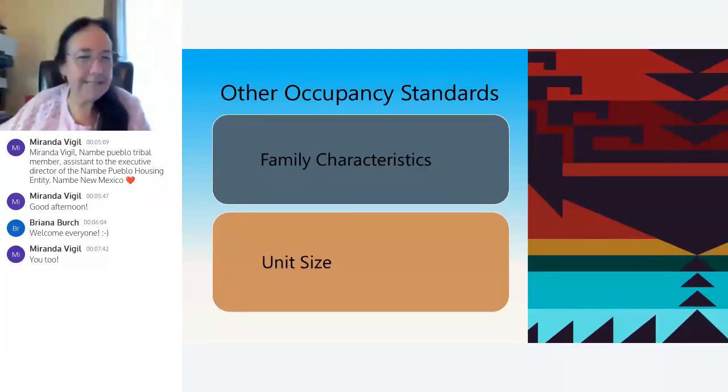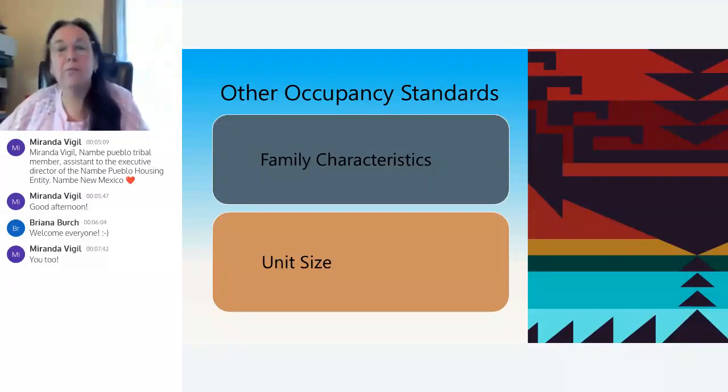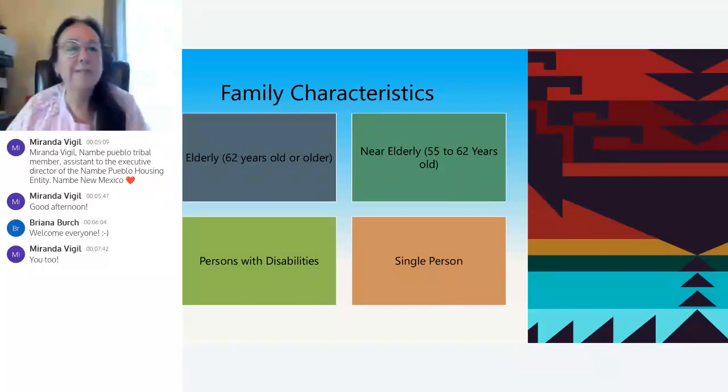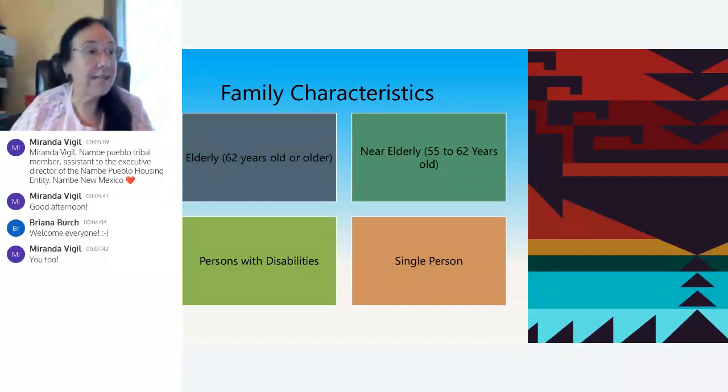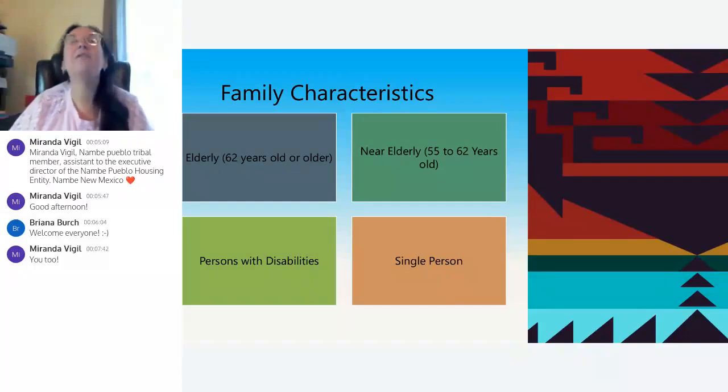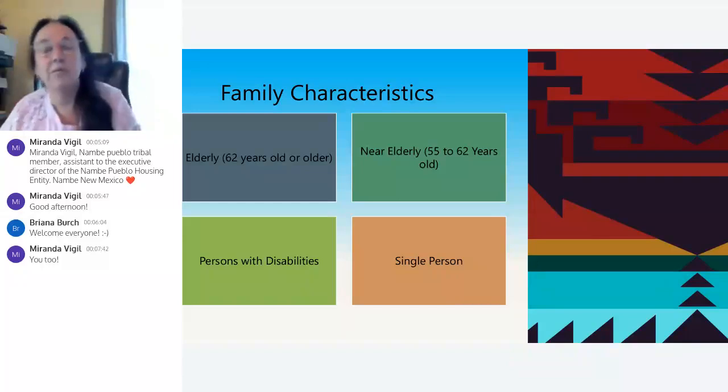Our other occupancy standards are, what type of family are they? Those characteristics. What type of unit do they require? Should it be a rental or a mutual help or a low rent or a rent to own, or whatever program you are offering? Some common types: an elderly family, 62 years of age or older. Your near elderly family. Remember, you have to decide in your A&O policy, even if you have baby elders or near elders, are you going to give them that elder deduction? So you have to specify at what age they can get that elder deduction.